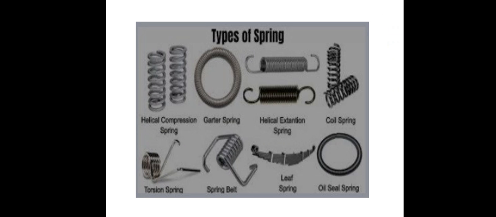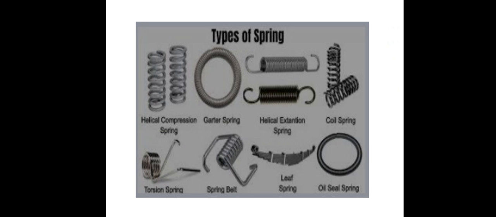Torsion spring may be helical type or spiral type. Helical type torsion springs are used in applications where the load tends to wind up the spring. For example, electrical machines. In electrical machines, such types of torsion springs are used.